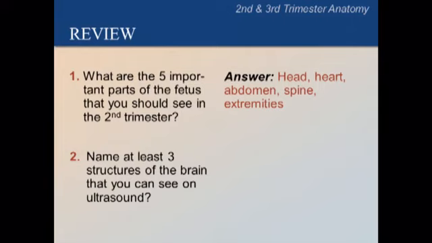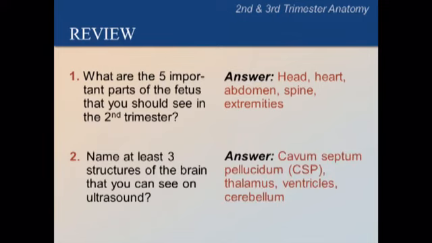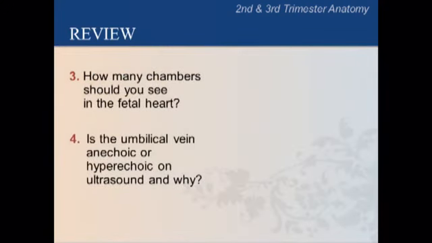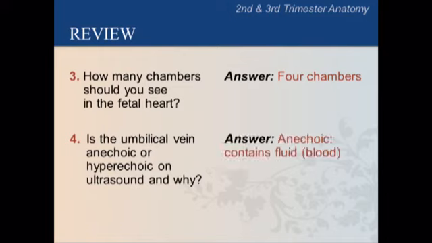Name at least 3 structures of the brain that you can see on ultrasound. The answer is the cavum septum pellucidum, or CSP, thalamus, the ventricles, and cerebellum. How many chambers should you see in the fetal heart? The answer is 4 chambers. Is the umbilical vein anechoic or hyperechoic on ultrasound, and why? The answer is anechoic because it contains fluid, which is blood.